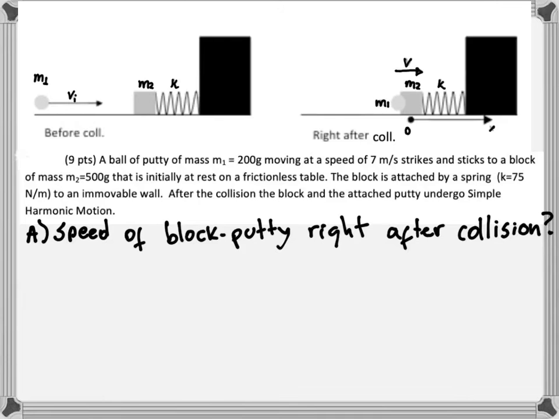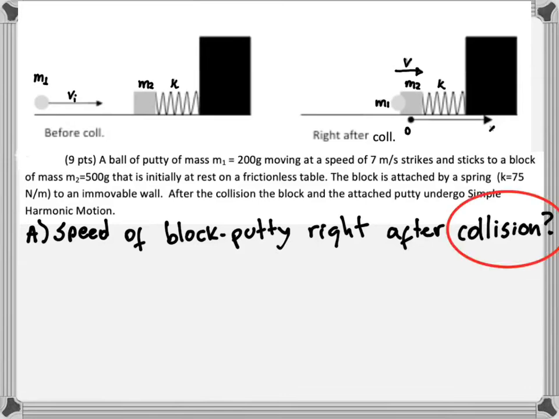So after the collision is done, the block and the ball are moving together with some velocity, and this question is about finding how much that velocity is. At this time, the spring hasn't had time to compress. The block hasn't moved any appreciable distance. The collision happened very quickly, and the block and putty have a velocity v. So we're looking for that velocity.